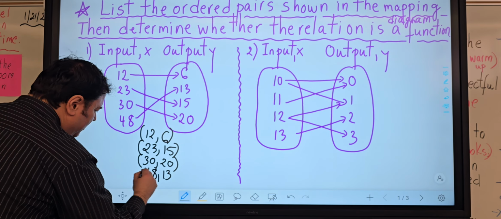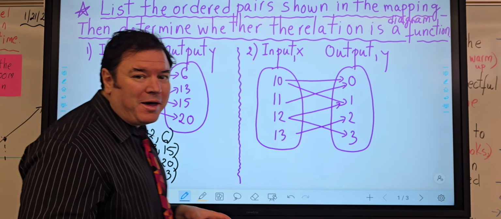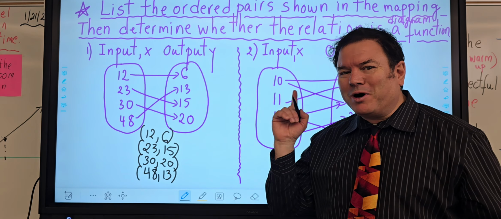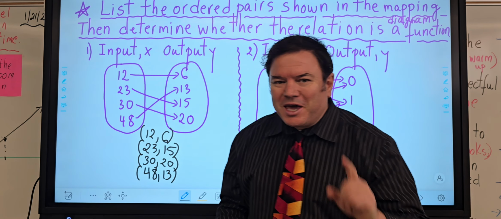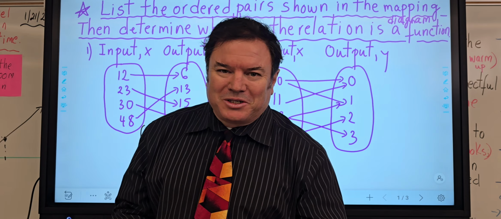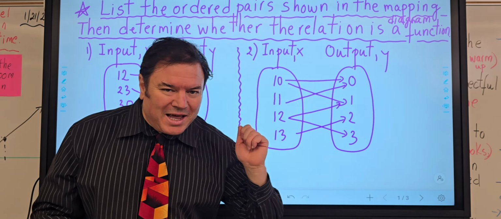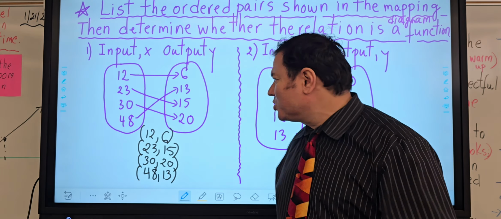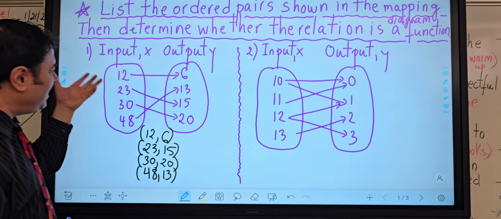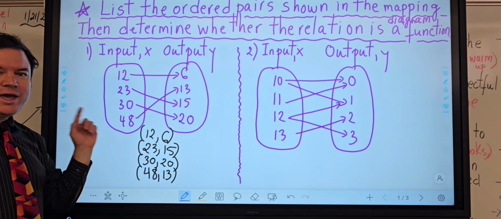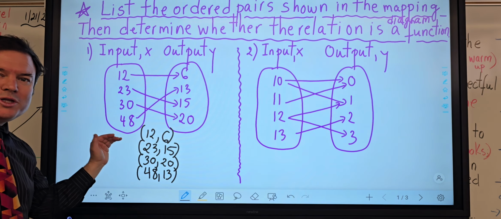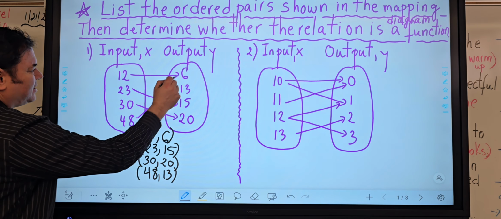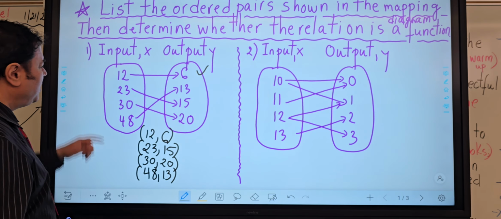Please remember that for each input, there should be exactly one output. Mr. Dobrescu gave you an example about the vending machine, right? When you put money in the machine, you expect to get only one item. So let's check to see in the first example if for each input there is exactly one output. Let's see, 12, 6, this checks, is good.